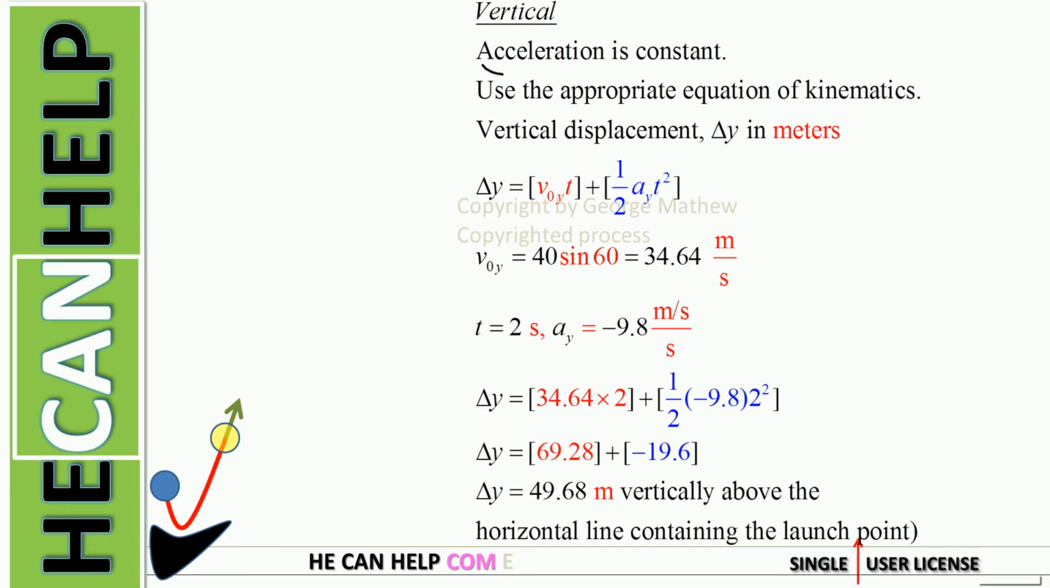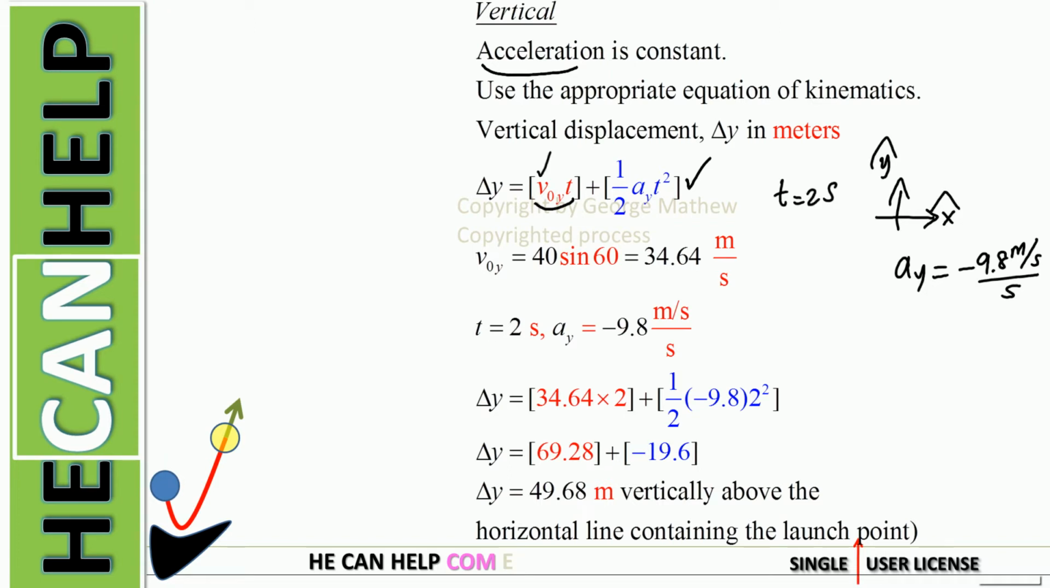If acceleration is constant, then we can use the equations of kinematics. One of those equations is change in y, that is the vertical displacement, equal to initial velocity along the vertical times time plus 1/2 acceleration along the vertical times time squared. What is the acceleration along the vertical? Negative 9.8 meters per second squared, the acceleration due to gravity. And time is 2 seconds.